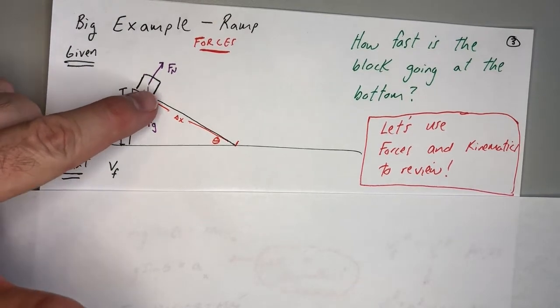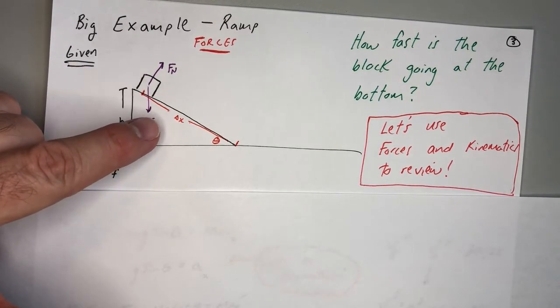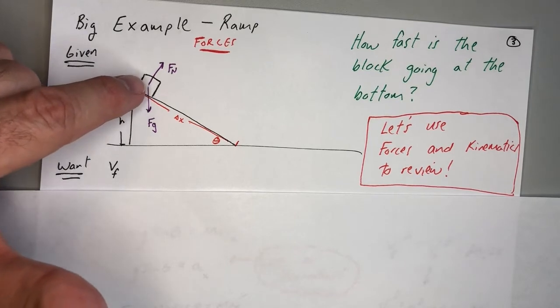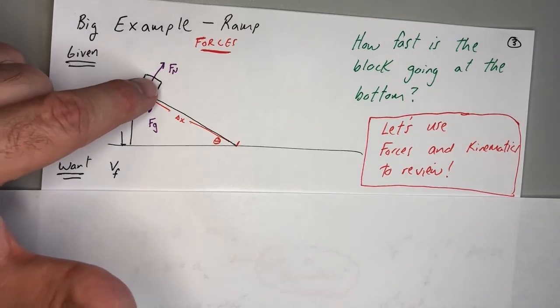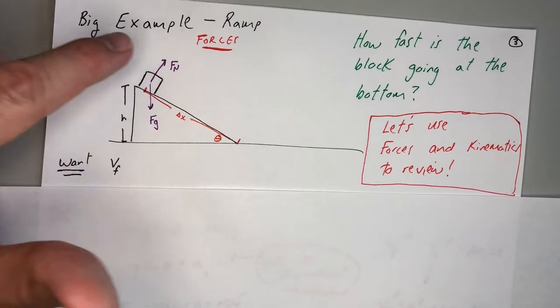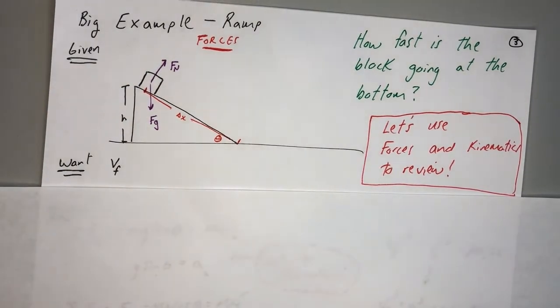I have force gravity going straight down. That's going to form the hypotenuse of my triangle right there. I have force normal because of Newton's third law. For every action, there's an equal and opposite reaction. The ramp is pushing back up on the block. And then step 3, I'm going to choose my coordinate system.